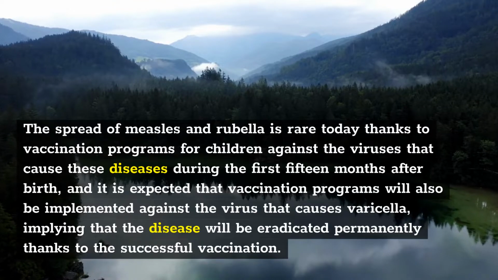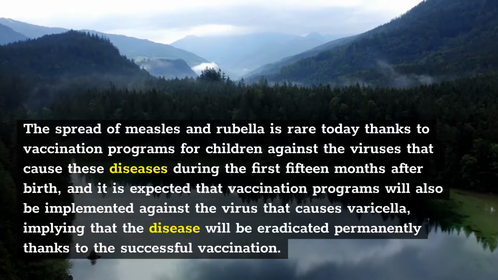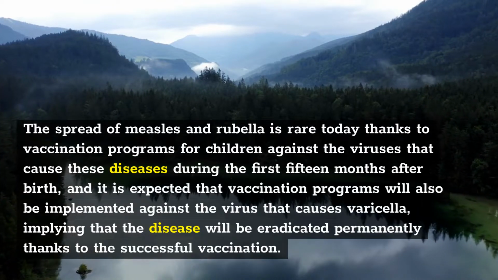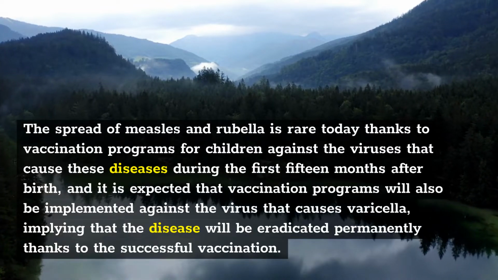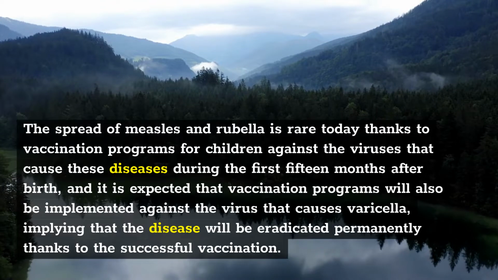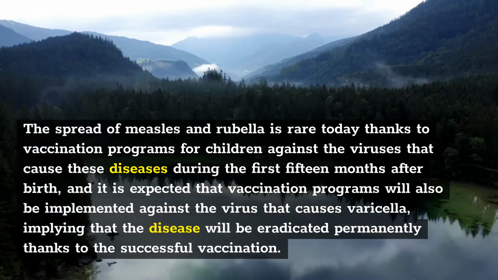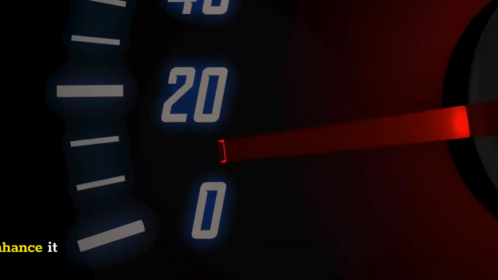The spread of measles and rubella is rare today thanks to vaccination programs for children against the viruses that cause these diseases during the first 15 months after birth, and it is expected that vaccination programs will also be implemented against the virus that causes varicella, implying that the disease will be eradicated permanently thanks to the successful vaccination.